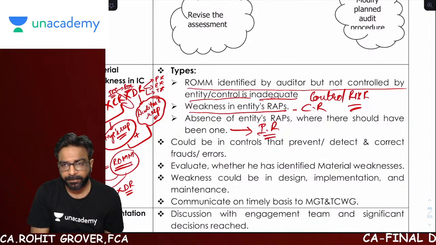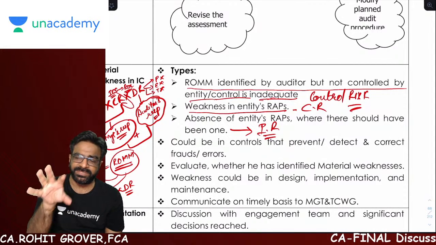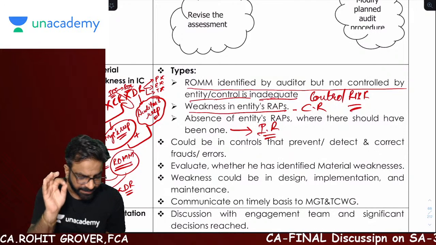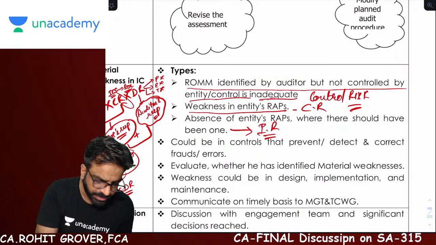Can anybody tell me why there is an inverse relationship between inherent risk, control risk, and detection risk? Can anybody explain it to me in the examination?